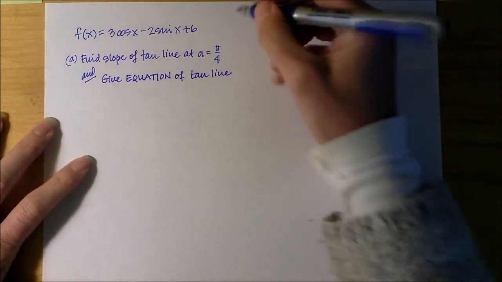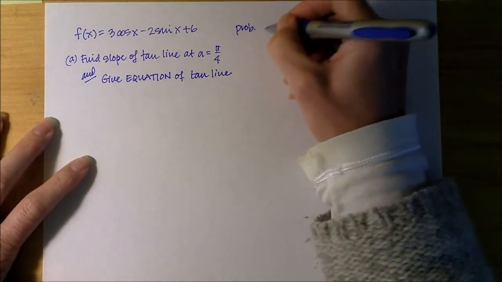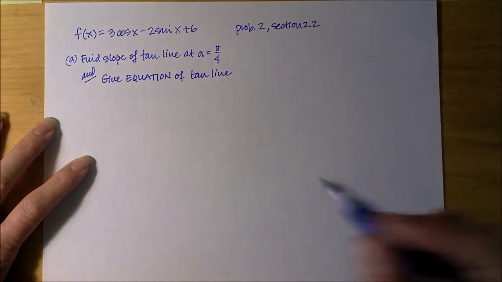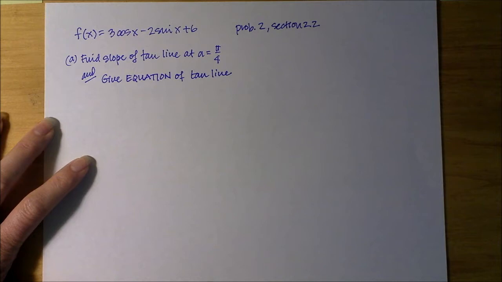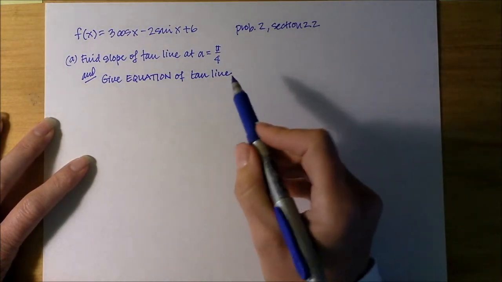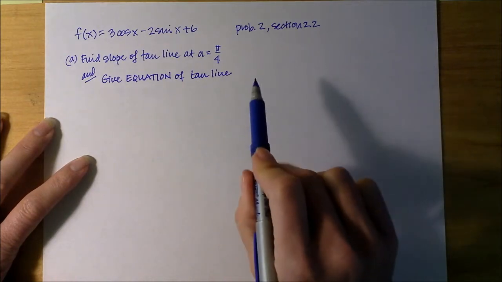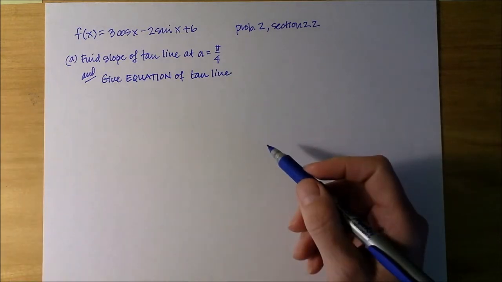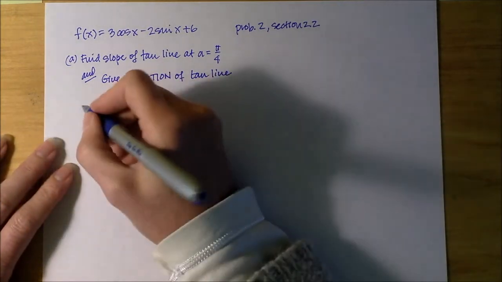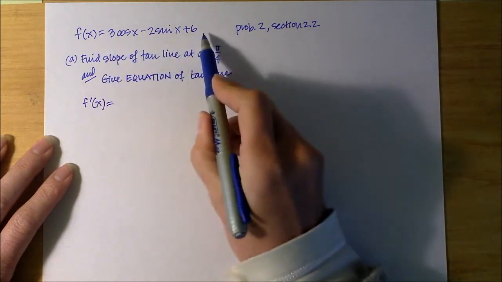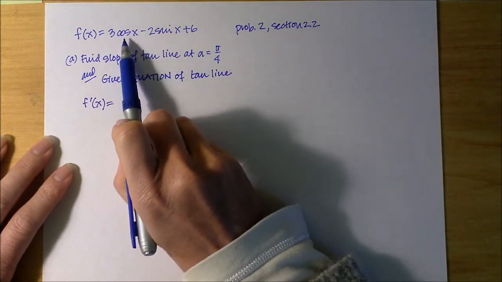Okay, so here's the problem, and this is, again, problem number 2 in section 2.2. And I've added a little bit here. We're not only going to find the slope of the tangent line, but we're also going to give the tangent line's equation, and we're going to graph it. It's going to be awesome. To find the slope of the tangent line, you know what we need to do. Take the derivative. So the function is here, and so we'll just differentiate piece by piece.